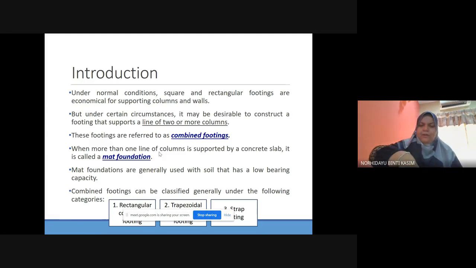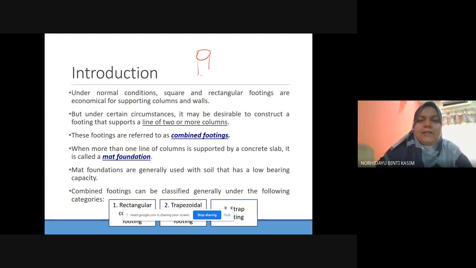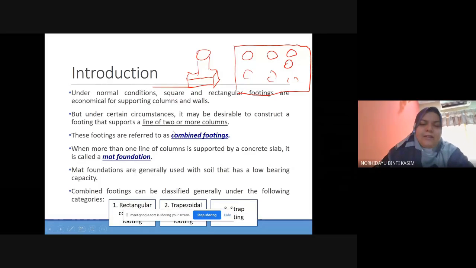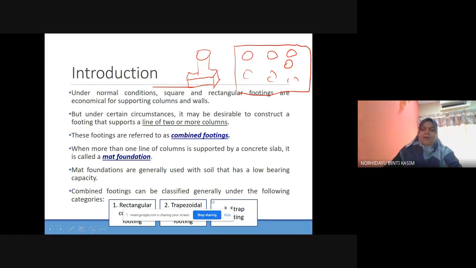So if you have one column, you can use pad footing. If you have more than one, so if you have a lot of columns, you can have mat footing to support your structure. The mat foundation is generally used with soil that has low bearing capacity, as I mentioned before. And then the combined footing can be classified as follows.